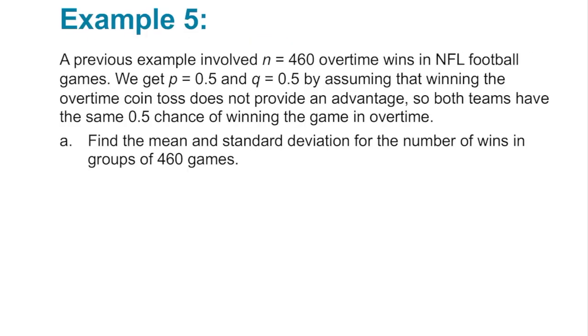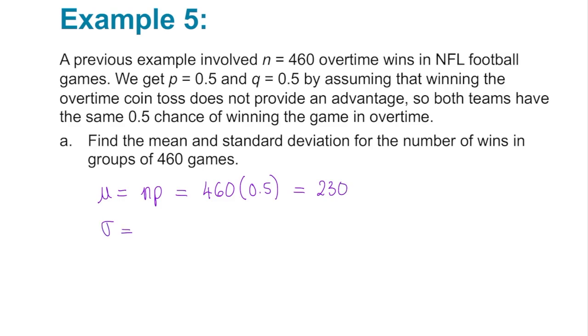Example 5. A previous example involved n equals 460. We get p equals 0.5 and q equals 0.5. Find the mean and standard deviation. For binomial distribution, mean equals n times p. My n is 460 and p is 0.5. So my mean is 230.